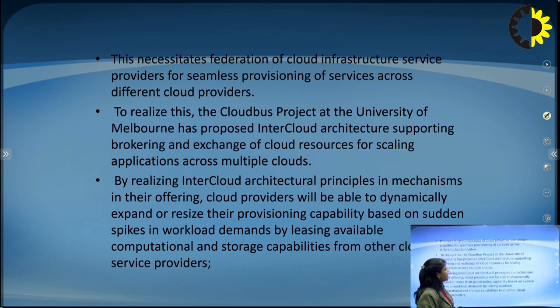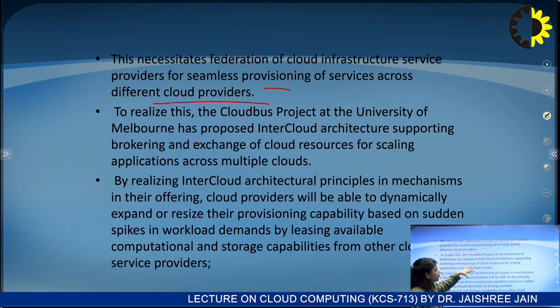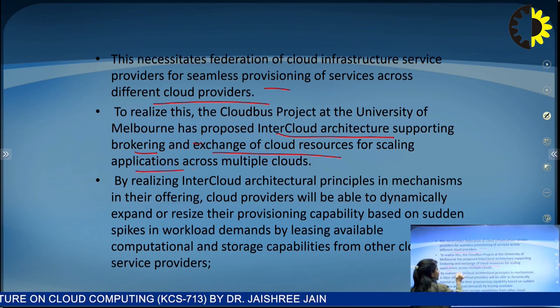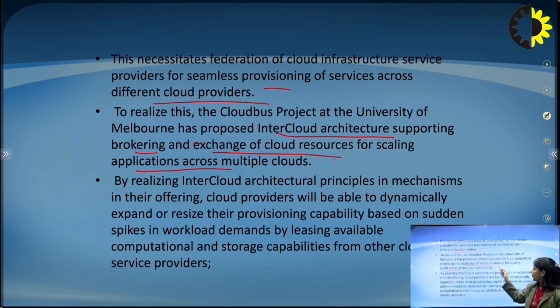Next is the necessity of federation of cloud infrastructure for seamless provisioning of service across different providers. The services are going to be provisioned among the different providers, and to realize this, the Cloudbus project at the University of Melbourne has proposed an inter-cloud architecture supporting the brokering and exchange of cloud resources for scaling applications across multiple clouds. For dynamic scaling purposes, inter-cloud means a federation of cloud providers. These inter-cloud services support the brokering and exchange of cloud resources. All the resources are going to be exchanged on a global range. By realizing the inter-cloud architecture principle and mechanism in their offering, cloud providers will be able to dynamically expand.